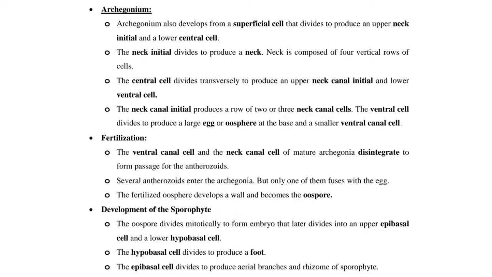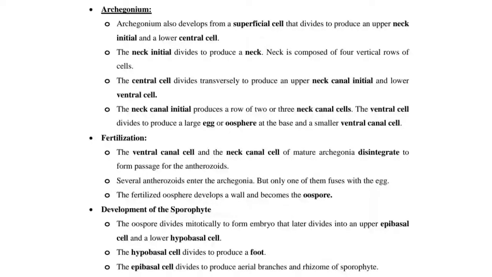Archegonium. Archegonium also develops from a superficial cell that divides to produce an upper neck initial and a lower central cell. The neck initial divides to produce a neck. The neck is composed of 4 vertical rows of cells. The central cell divides transversely to produce an upper neck canal initial and a lower ventral cell. The neck canal initial produces a row of 2 or 3 neck canal cells. The ventral cell divides to produce a large egg or oosphere at the base and a smaller ventral canal cell.